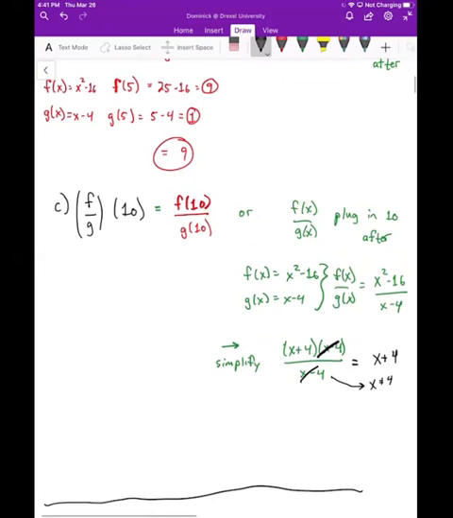Okay, but now we can plug in 10, and we'll get 10 plus 4, which is 14. And of course, you can verify it the other way again, that if you were to plug this in, you will also get 14 as well.